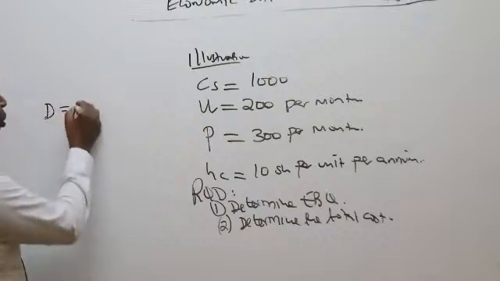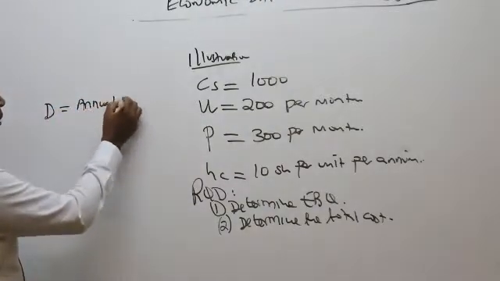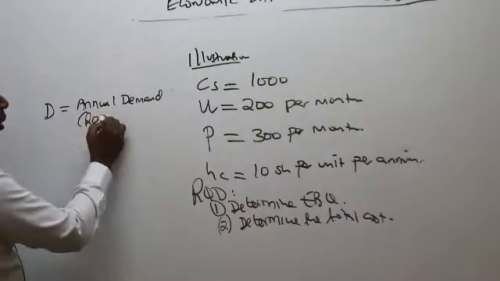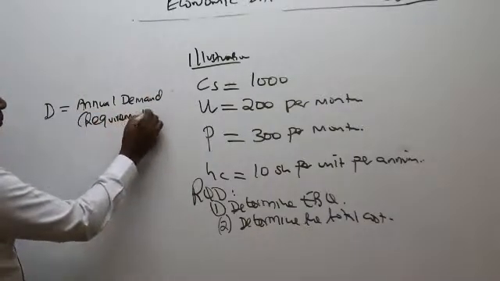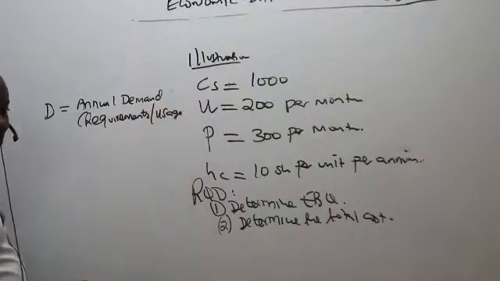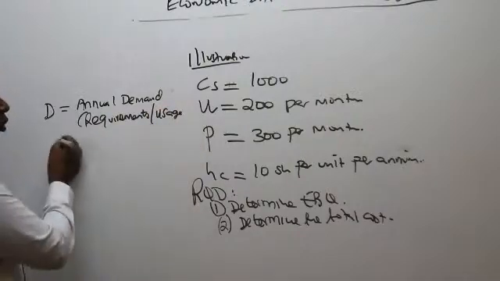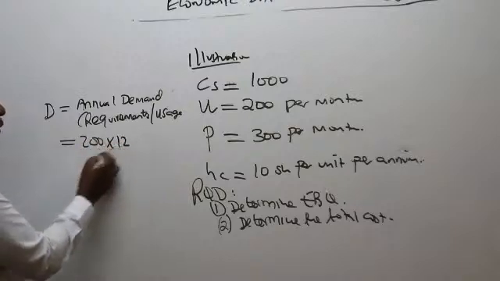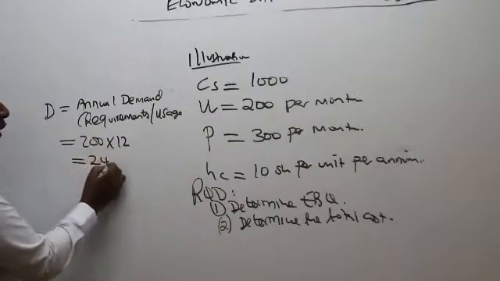D stands for annual demand, which is the same as annual requirements, which is the same as annual usage. The monthly usage is 200, times 12, which gives us 2,400.